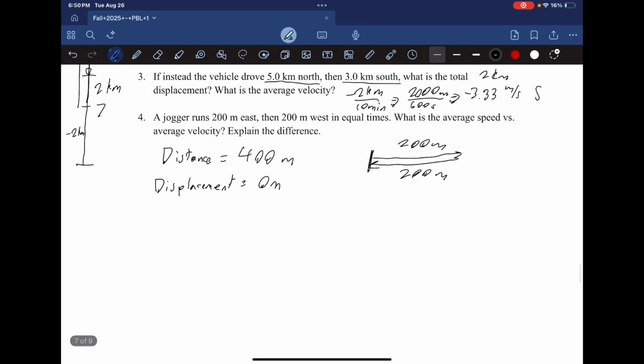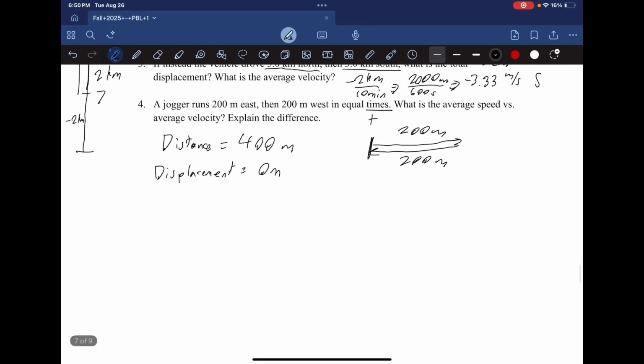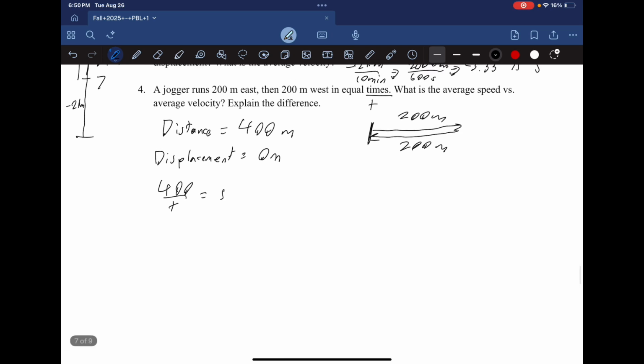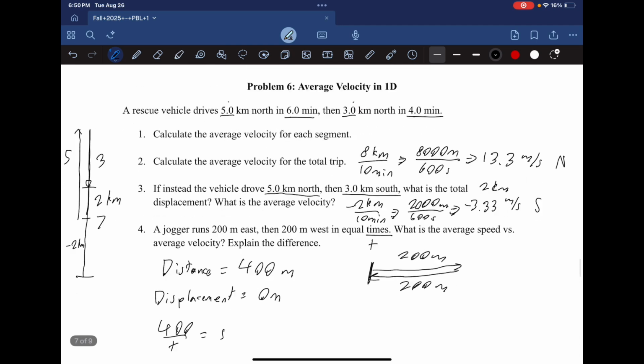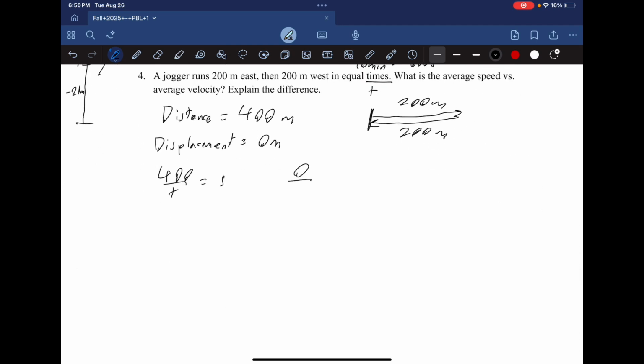For speed, let's say that they just move with a time t. The speed is distance divided by time. So it would be 400 over t equals your speed, s. Your velocity is your displacement divided by time. But we found that our displacement is 0. So 0 over time equals velocity, so velocity is 0.